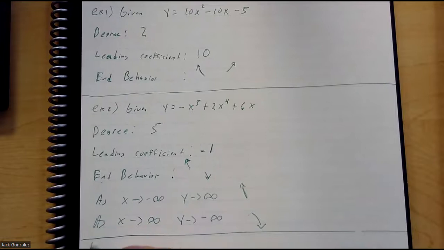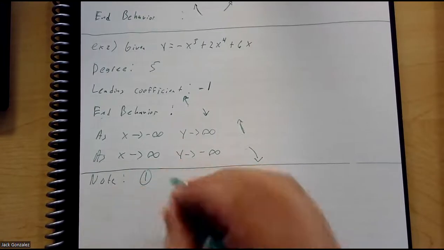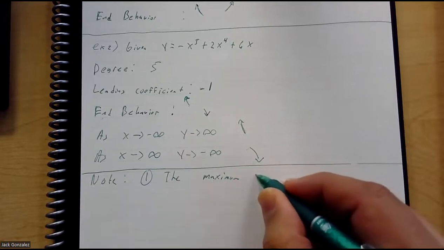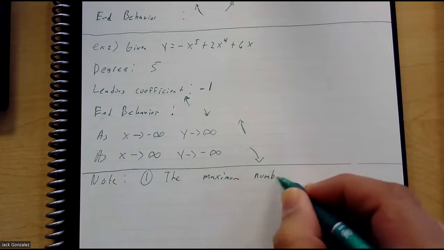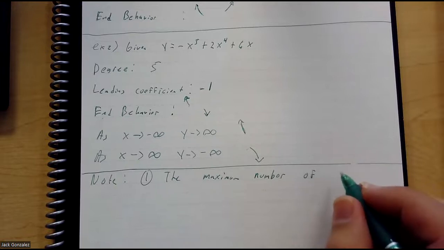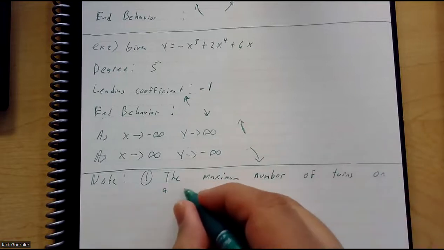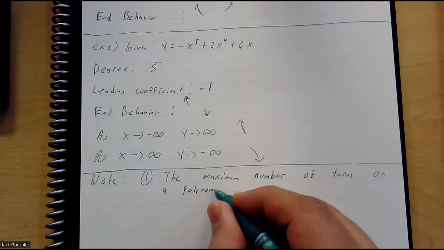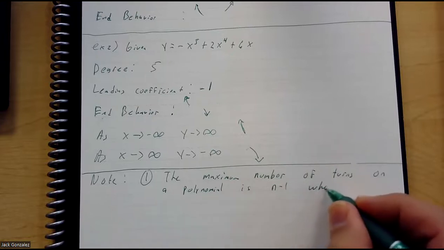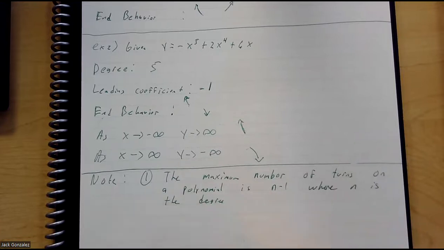Okay, let me give you another note. Number 1, the maximum number of turns on a polynomial is n minus 1, where n is the degree of the polynomial.